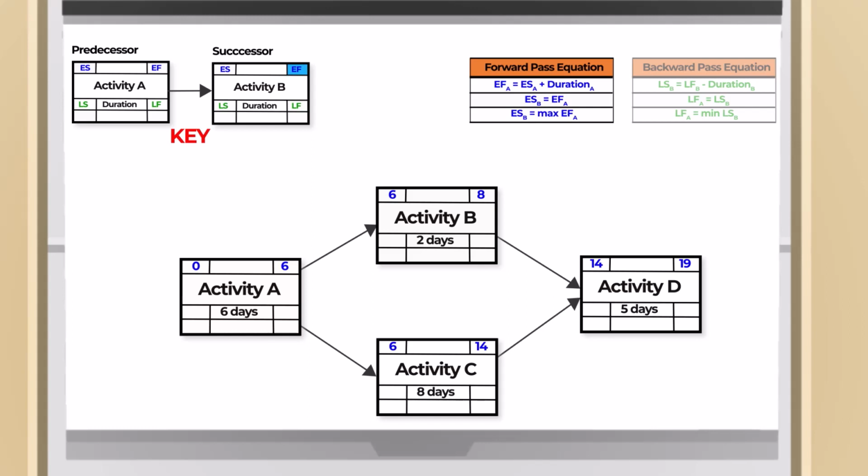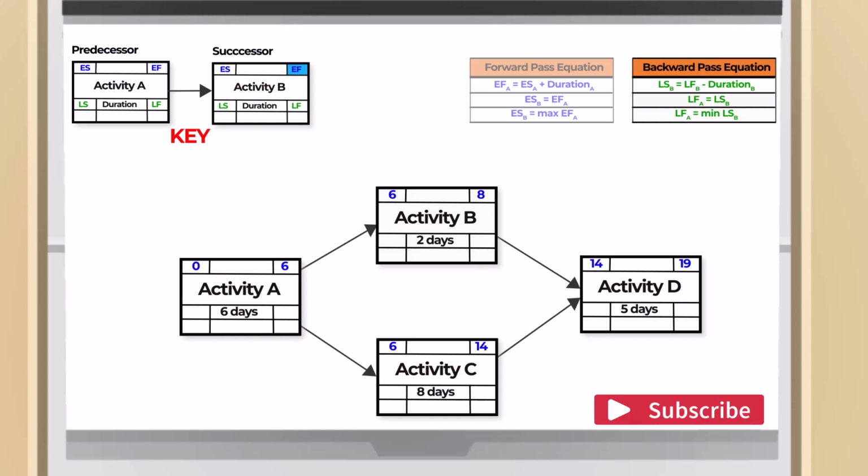When you finish the forward pass calculations and begin the backward pass calculation, you always start with the last activity. The only connection between the forward pass and the backward pass calculations, as we can see from the top right, is the early finish date, which is the minimum duration of the project, day 19, and that number we take to be the late finish date of the last activity. The late start date of activity D will equal the late finish date of activity D, 19, minus the duration, 5, so in this case it will be 14.